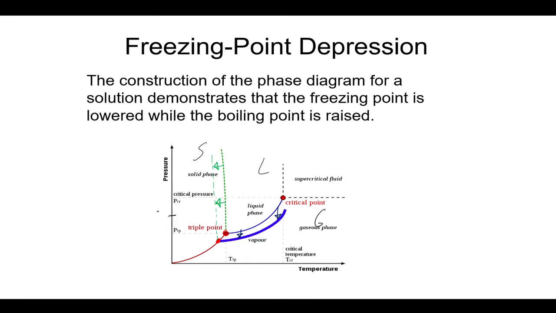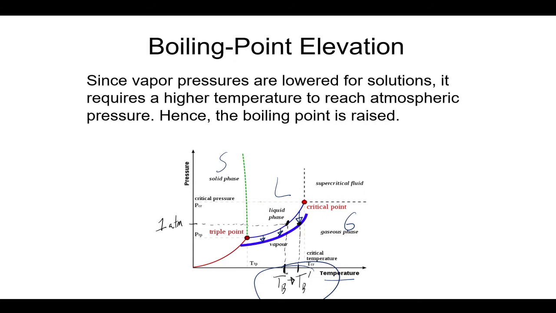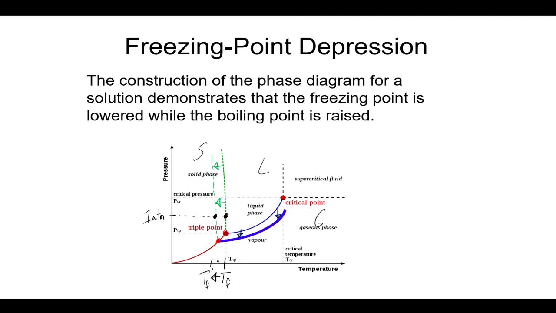So let's go back and look at this. Here is my 1 atmosphere pressure. I walk over, the solid liquid separation moves from here to here. Here's the original freezing point. Here's the new freezing point. And so the freezing point will always be depressed. The boiling point will always be elevated. All right. So this is why we add salt to the roads. It requires a much lower temperature for the water on the road to freeze and create icy conditions.